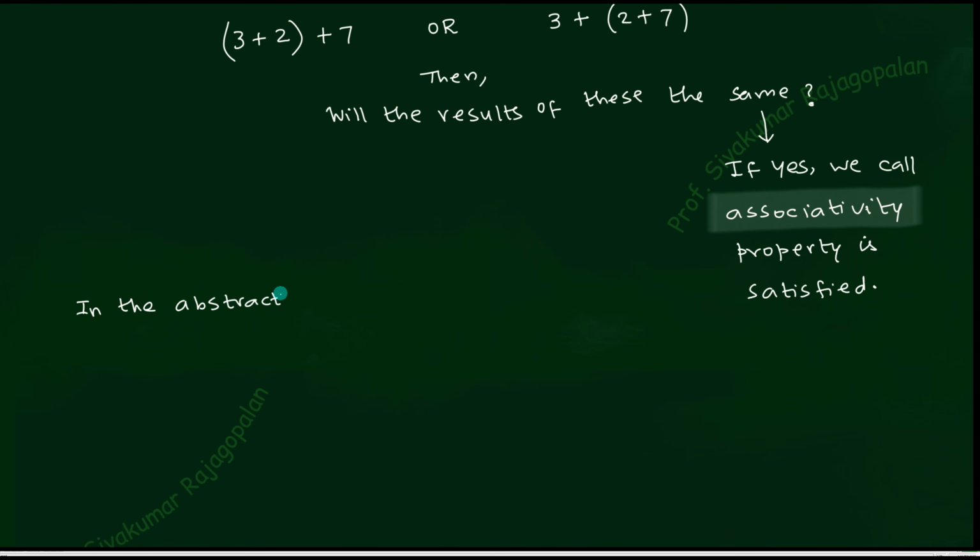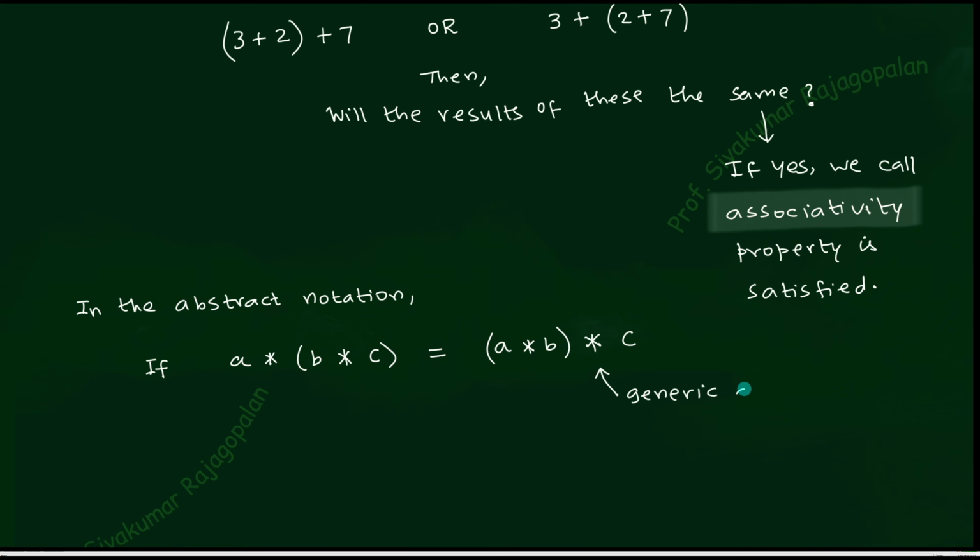So let us therefore write down in abstract notation. 3 plus 2 and all is not abstract, right? That is a simple thing. In the abstract notation, how do you write this? A, then arbitrary operator, then B operated on C. If it is equal to, that "if" should be there, if it is equal to A and B you first operate, then that result you operate on the C, and if the equality is satisfied, that is a point to be noted. If the equality is satisfied, then we will be saying the associativity.